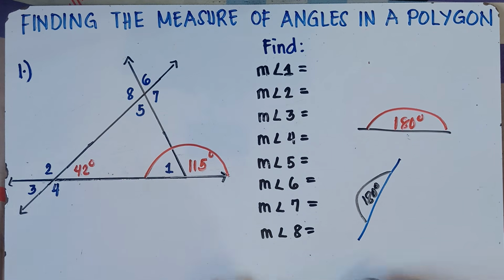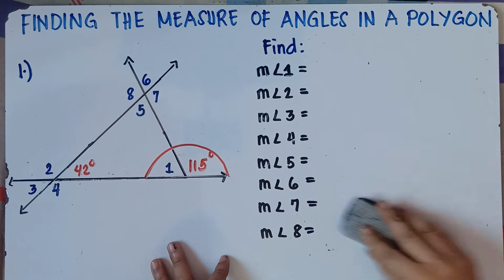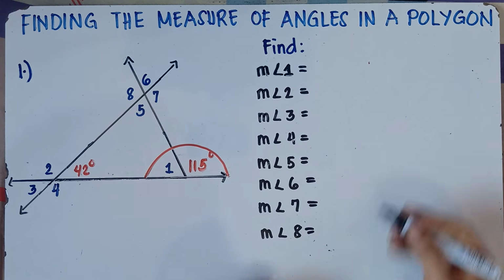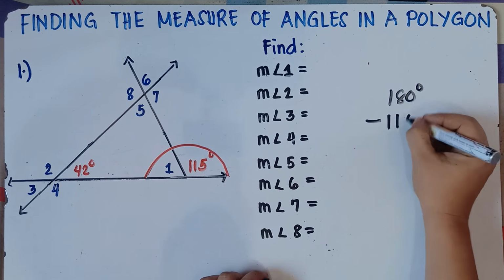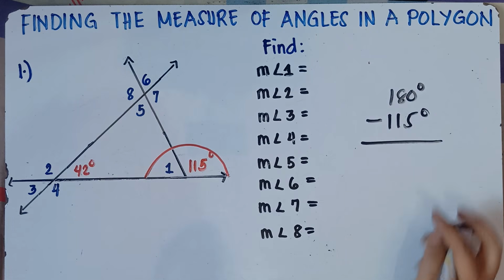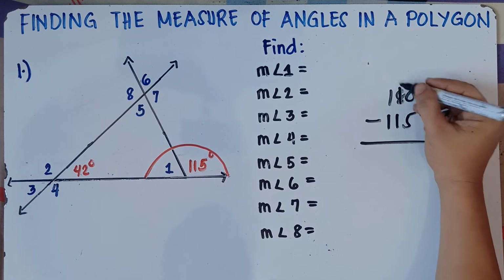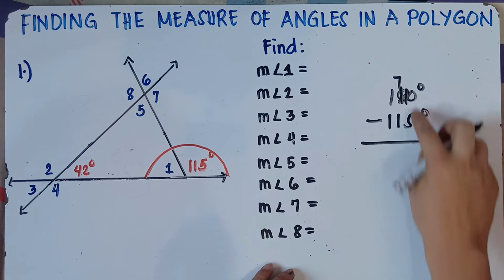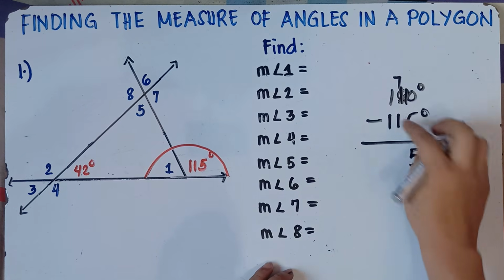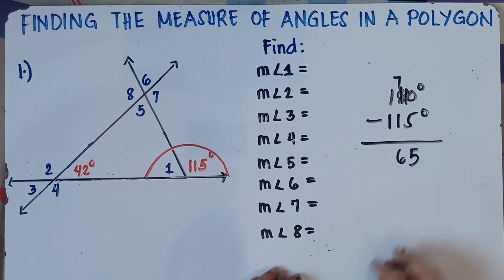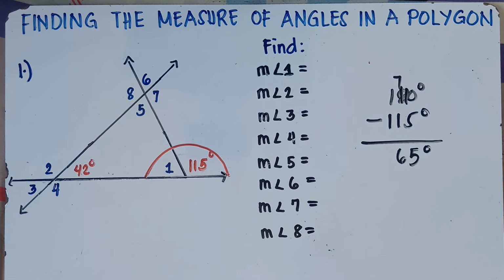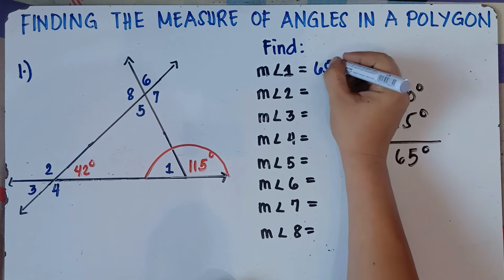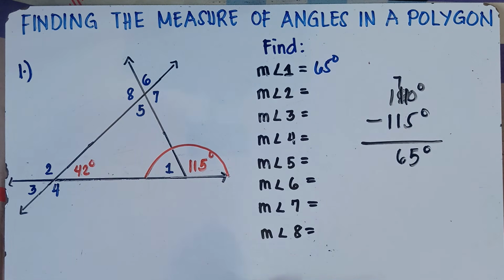I hope it's clear for you, class, for the straight angle. Once again, to find angle 1, this will be 180 degrees minus 115 degrees. 0 minus 5, this cannot be. Borrow 1, this becomes 7, this becomes 10. 10 minus 5 is 5. 7 minus 1 is 6. 1 minus 1 is 0. So that would be 65 degrees. Therefore, angle 1 is 65 degrees. Easy, right?